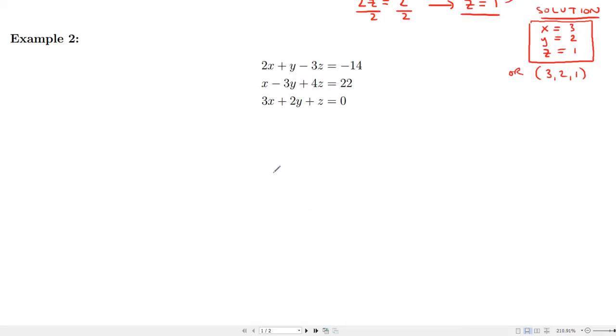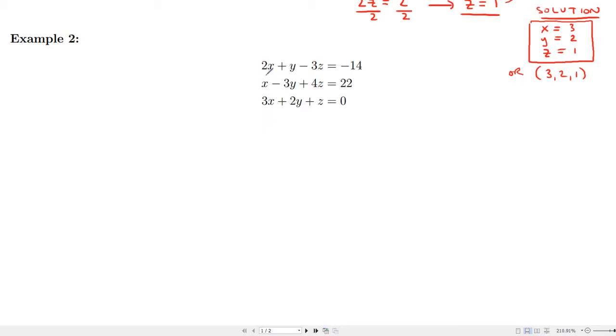Okay, so in this one we have 2x plus y minus 3z is equal to negative 14. X minus 3y plus 4z is 22. 3x plus 2y plus z is equal to 0. But which variable do you think we should eliminate? Well, looking at the coefficients, it looks like we're going to have to manipulate this kind of no matter what. So maybe we should eliminate the x variable. You know, that seems kind of arbitrary, doesn't really matter.